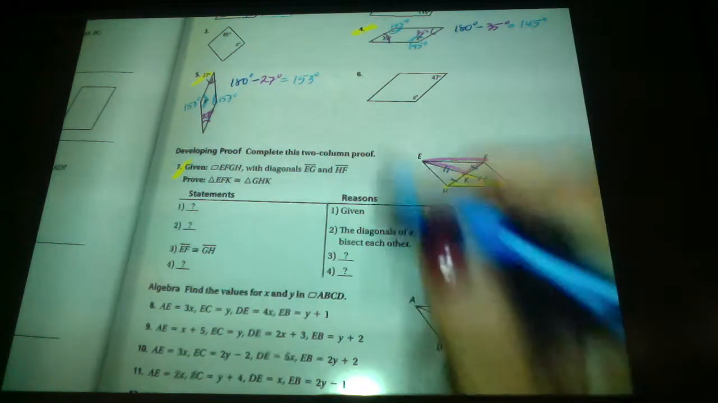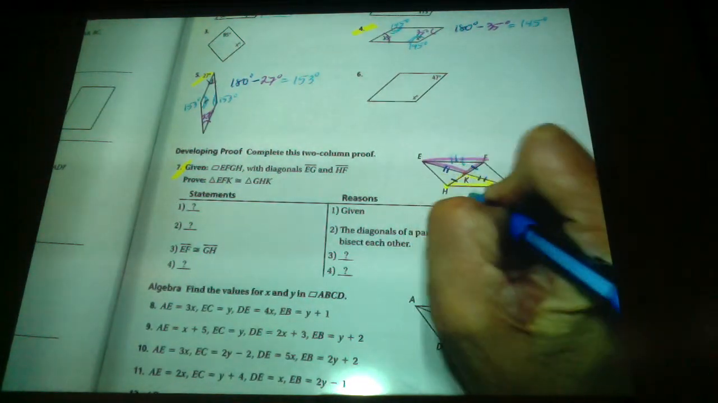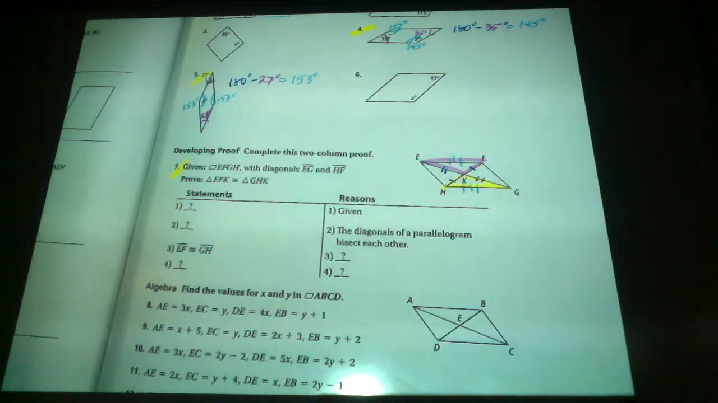Don't those triangles also contain a vertical angle at K? What do you know about vertical angles? They're congruent. We also know that opposite sides in a parallelogram are what? Opposite sides in a parallelogram are congruent. So aren't these sides here congruent as well? Won't we be able to prove the triangles congruent by SSS? We could also prove the triangles congruent by SAS. Let's see how they progress the proof since they've given you part of the statements and part of the reasons.